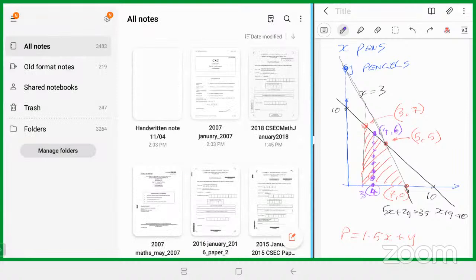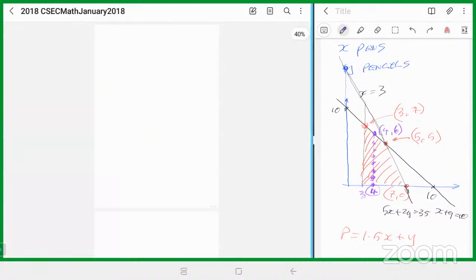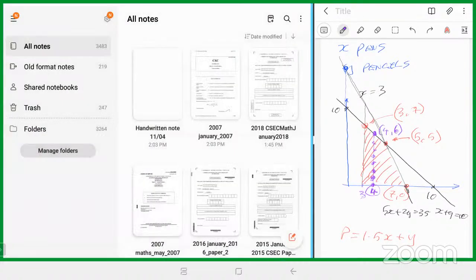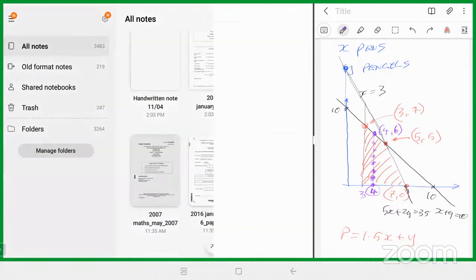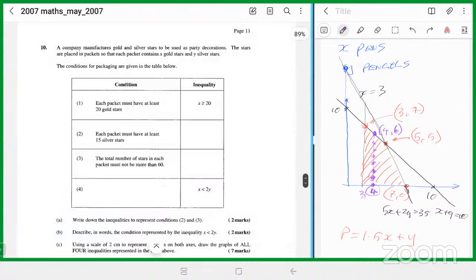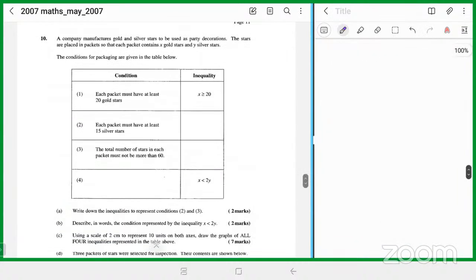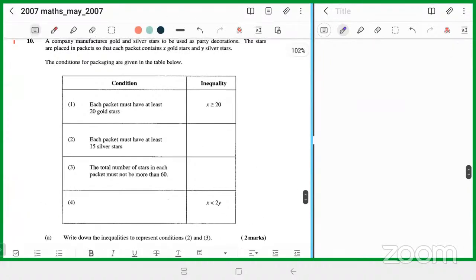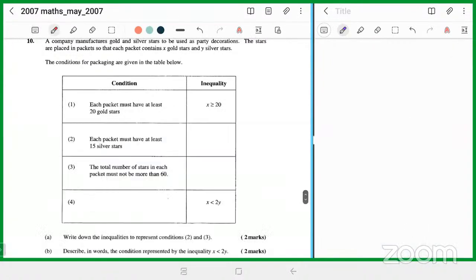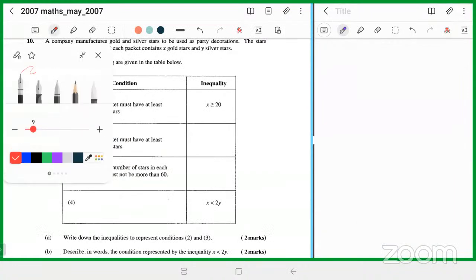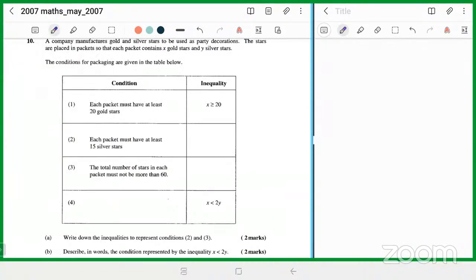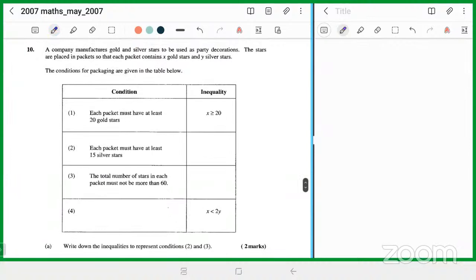And now 2007 is this one. No, not that one. Just the wrong thing. 2007. This one. I'm going to show you another way how to present the question sometimes, right? Get comfortable with these things. So look at this one. Another way to present it, just to show you the different ways. Remember, this is our last topic in linear programming.